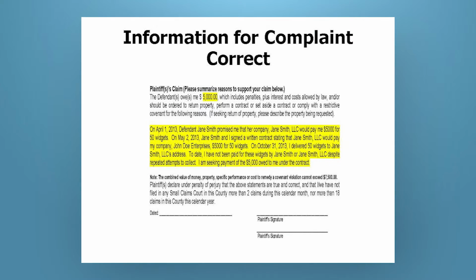So here are some examples of correctly and incorrectly filled out complaints. This one is correctly filled out. You'll note the amount there, $5,000, and then plenty of detail: the dates that the agreement was entered, the date of delivery, and the statement that John Doe has been seeking payment but hasn't received payment, and he's seeking to be paid under the contract that they entered into.